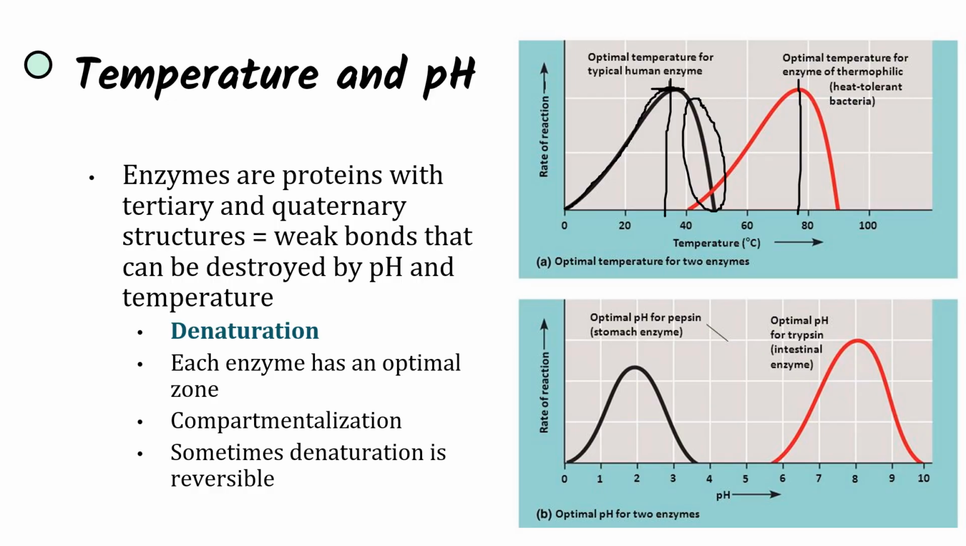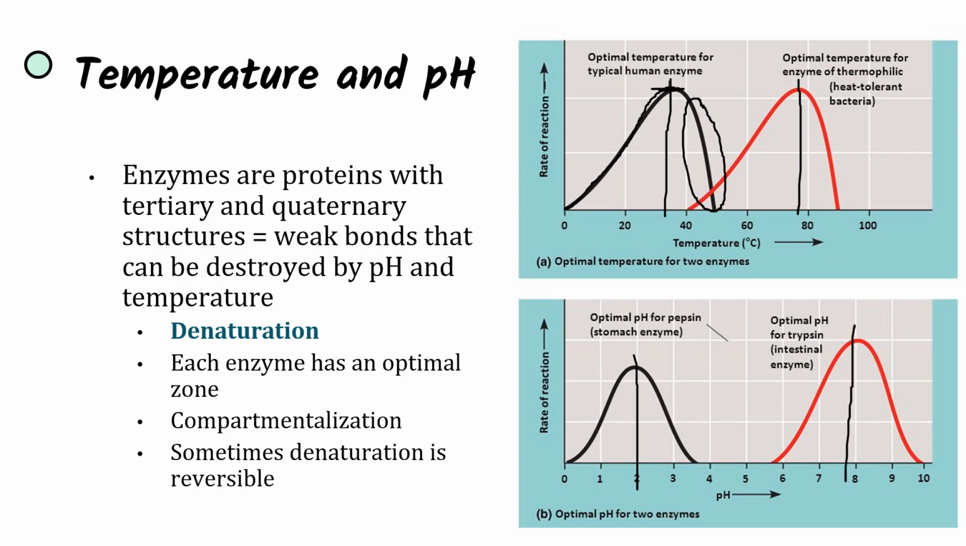Similarly, there are going to be different optimal pHs for enzymes depending on where they're located in the body and just what their function is. And here you can see there's a clear optimal range, and the enzyme is going to work outside of this range, but not by much.